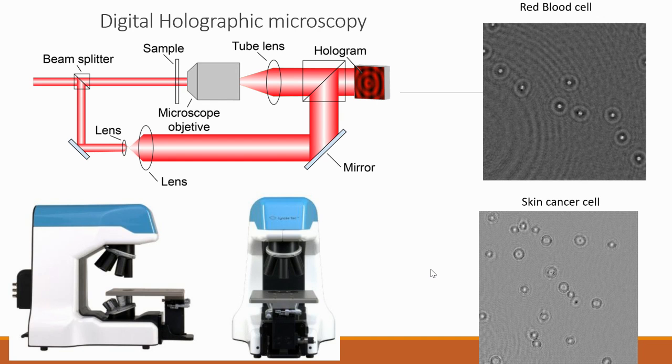The microscope shown below is one commercial device. As you can see here, there is no eyepiece to observe the sample, because this is a digital hologram, and the digital hologram will be represented on an LCD, not on an eyepiece. On the right side, you see a red blood cell hologram, and below you see a skin cancer cell.